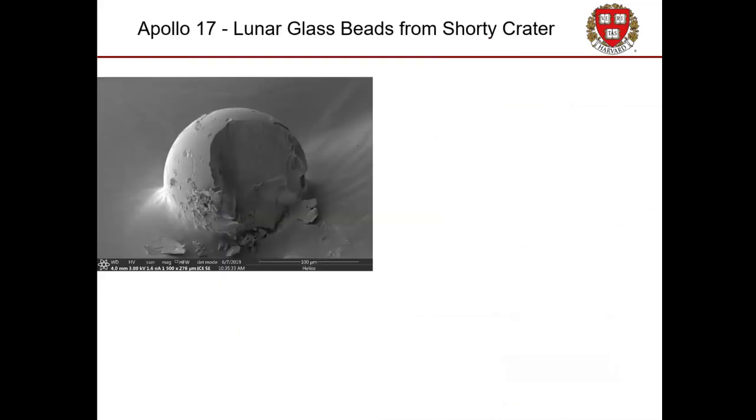Another very attractive material that was brought in, these are beads of volcanic glass from the Shorty crater on the moon, which were brought back by the Apollo 17 mission. These were formed during the very, very early stages of the moon's existence when it was molten and had volcanism. And as these cooled and condensed, they captured both the primordial atmosphere of the moon and its primordial magma.